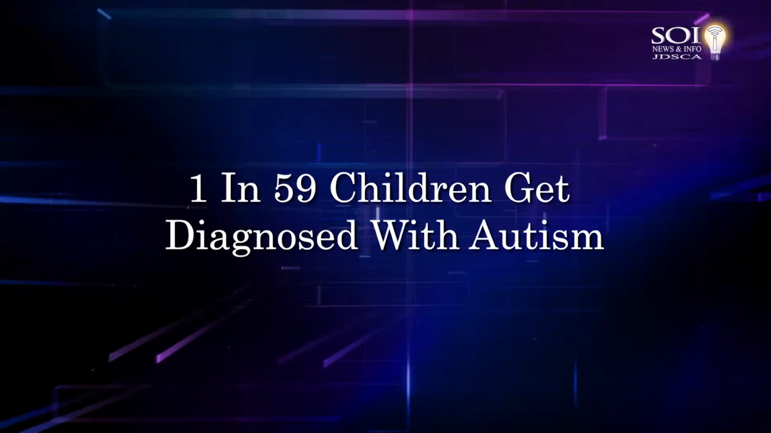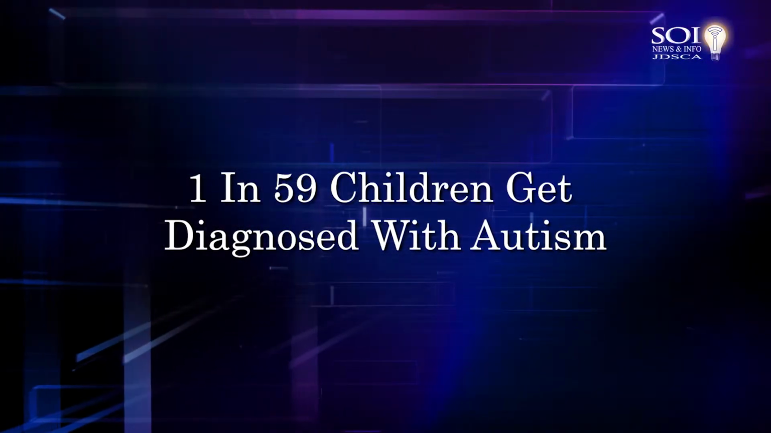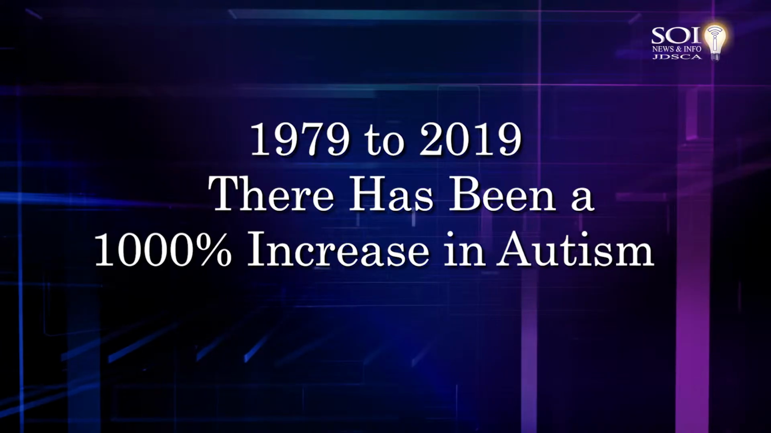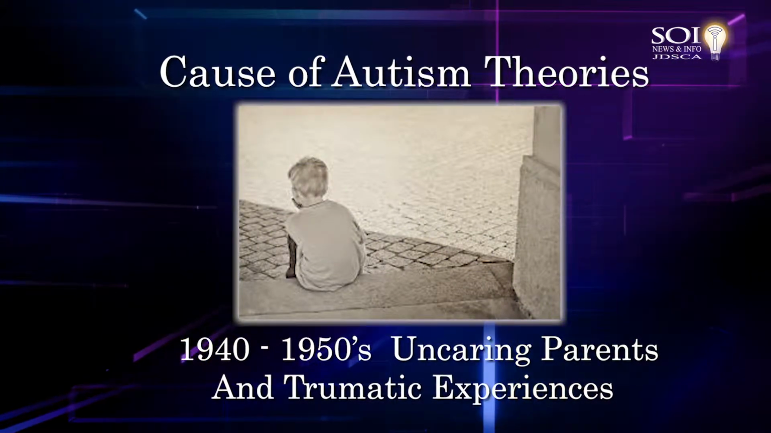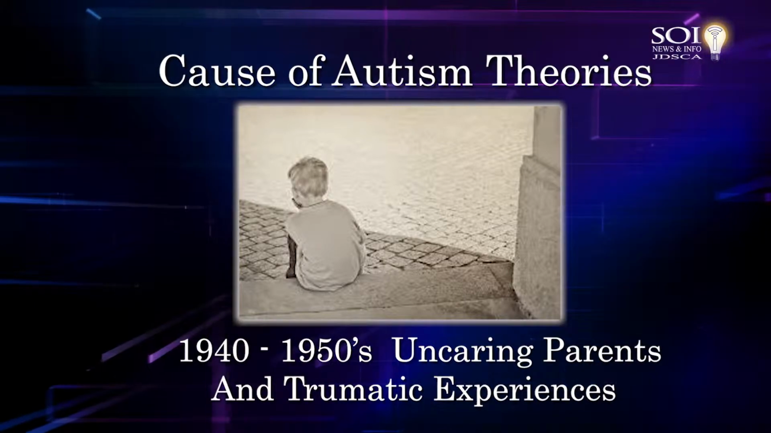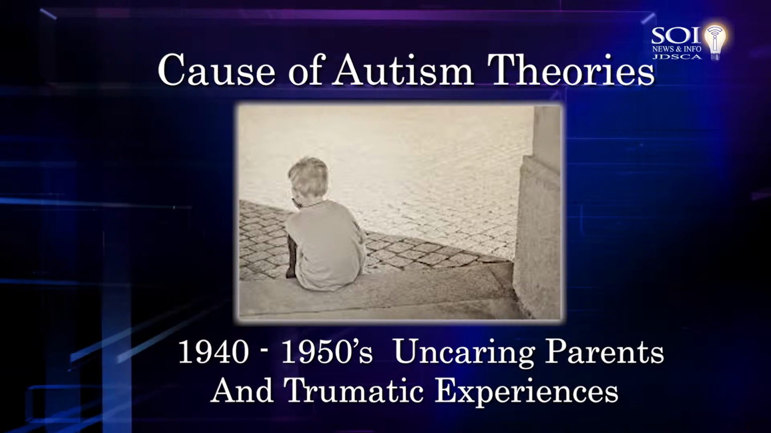One in 59 children being born now get diagnosed with autism. This is partially attributed to better diagnosis, but not entirely. In the last 40 years, we have seen a 1000% increase in autism. And just as the understanding of autism has changed over time, so have the theories of what causes it.